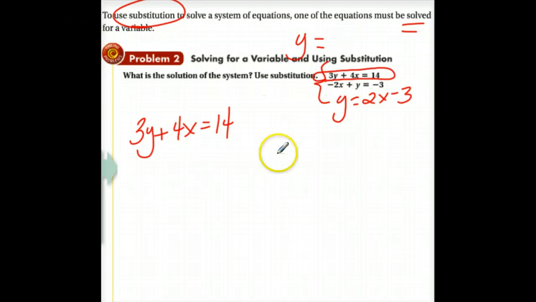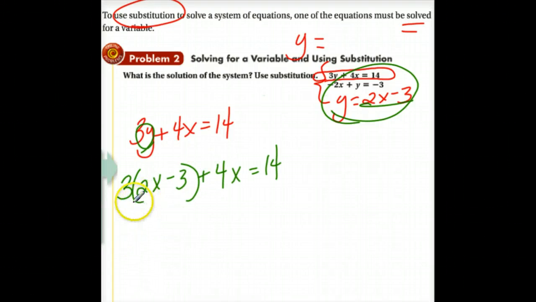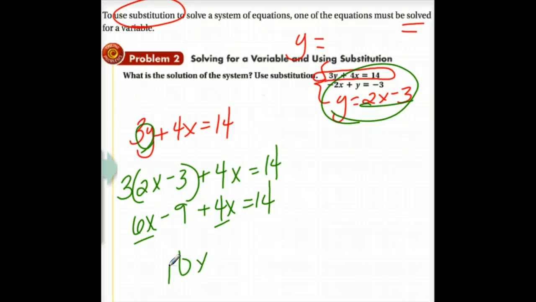Now I can use this first equation, 3y plus 4x equals 14. Wherever I see a y, I'm going to plug 2x minus 3 in. So right here, this y, 3 times, I'm going to use this, 2x minus 3, plus 4x equals 14. I have to do a little distributing. 3 times 2x, 6x minus 9 plus 4x equals 14. 6x plus 4x is 10x.